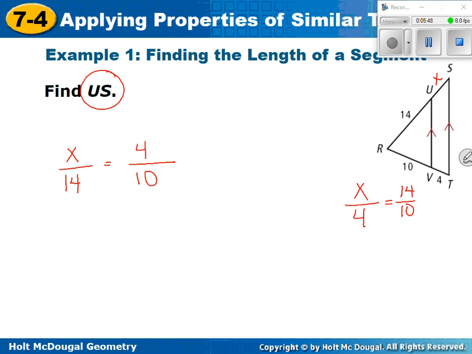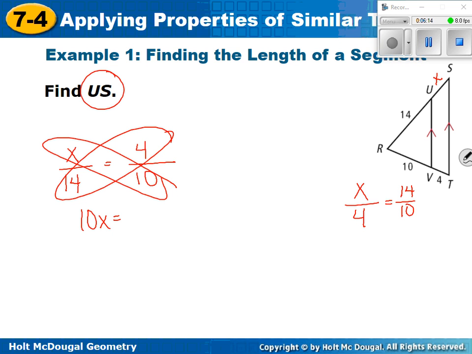Is everybody with me? If you have a parallel line, it divides the sides into 2 pieces, and those sides are proportional. X over 14 equals 4 over 10. Part over part equals part over part. But you cannot use the actual parallel lines, only the pieces. Okay? Cross multiply, we get 10x equals 56. Divide by 10, and what is x? 5.6, and that is the value of US.